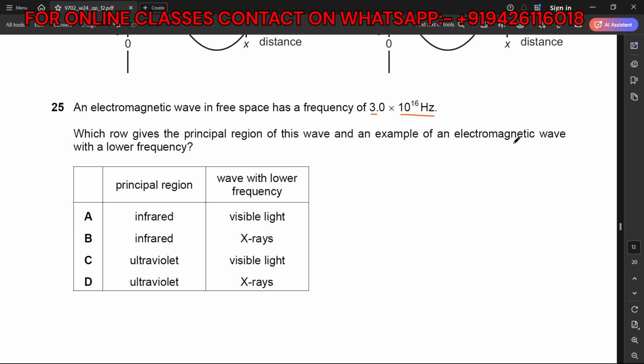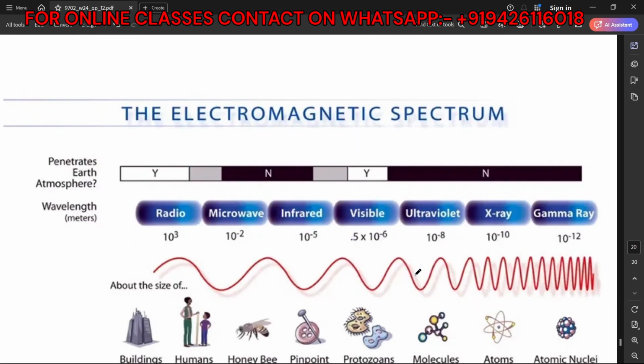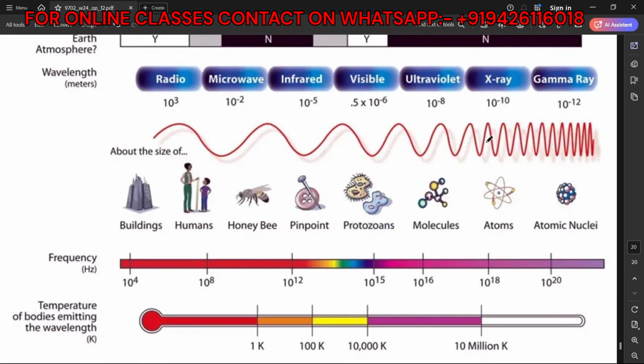And an example of an electromagnetic wave with a lower frequency. For this, you should be aware of how the electromagnetic wave diagram looks. I'll go to the extreme bottom where I have attached the photograph of the electromagnetic spectrum. If you notice, this is the band for frequency. 10^16 is over here, and that is with respect to the ultraviolet band. So the principal region is ultraviolet. To the left of this, that is the lower frequency, come visible, infrared, microwave, and radio.